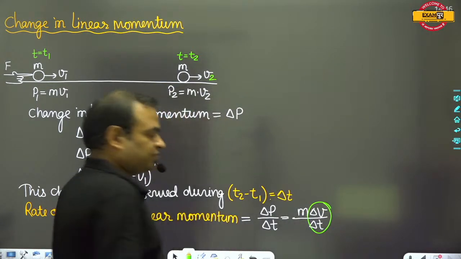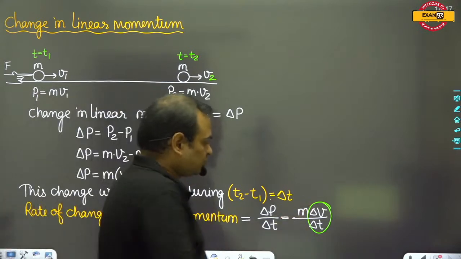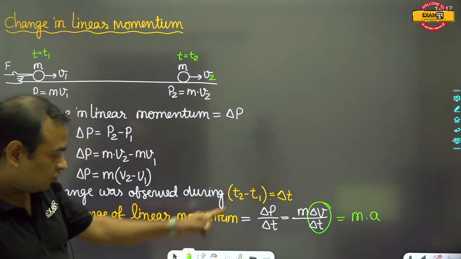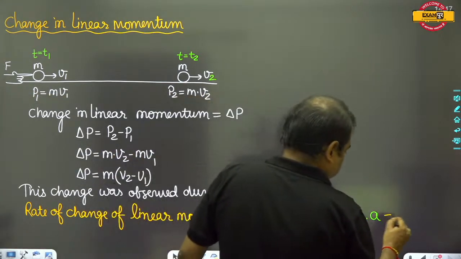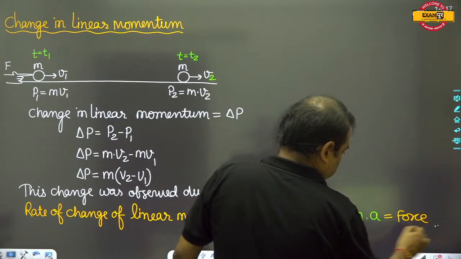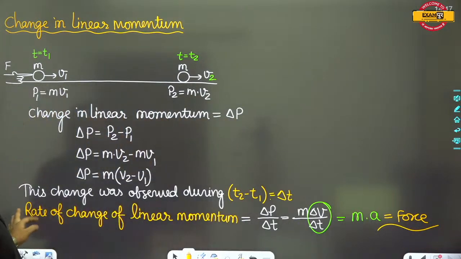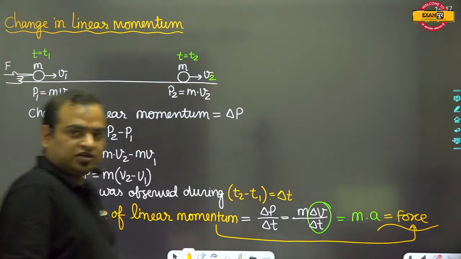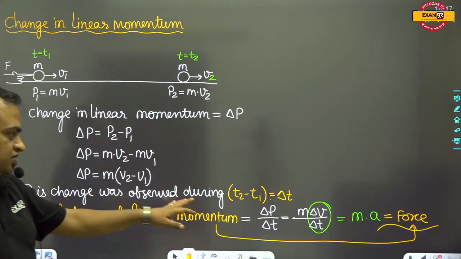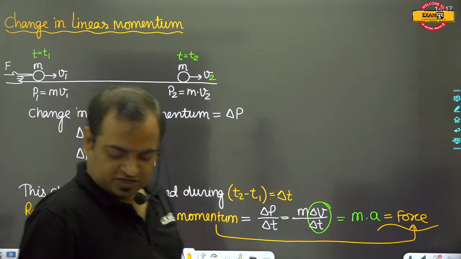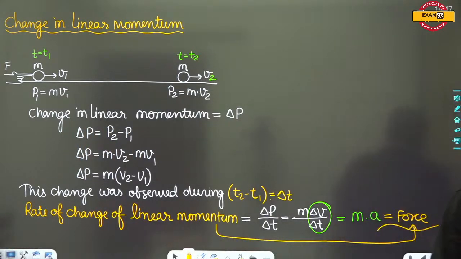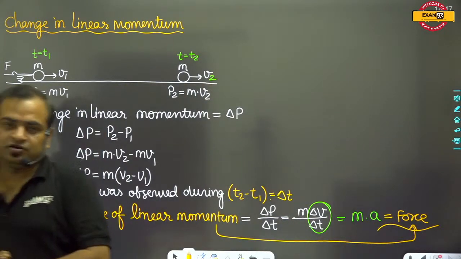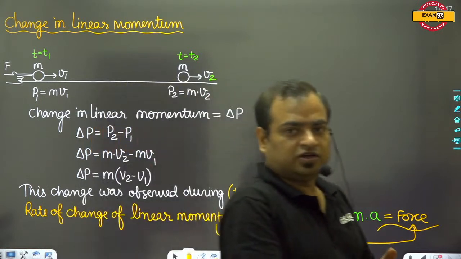Delta v upon delta t is known as the acceleration of the body. So here we can see that this becomes m into a, and we all know that m into a is also equal to the force. So the rate of change of linear momentum is equal to the force, and this question has already been asked in different examinations many times. So this is the rate of change of linear momentum.